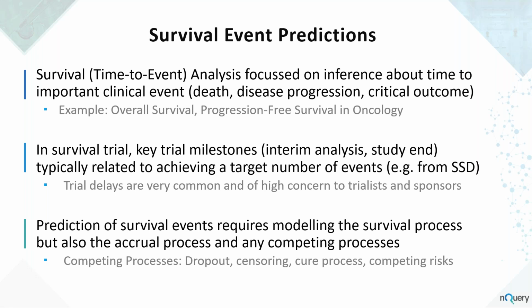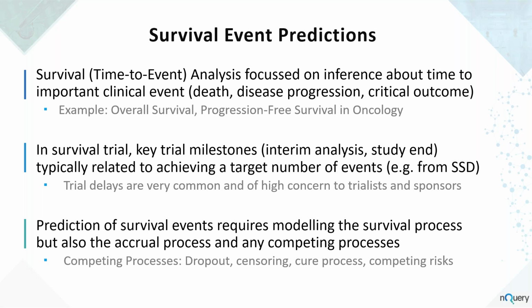For survival, you're taking into account a lot of other considerations such as enrollment, dropout, censoring, a cure process, competing risks. All of these are obviously influencing how likely you are to have the event. People have to be in the study before they can have the event, so enrollment matters, but all these other things like dropout and cure process and censoring are things that prevent you from having the event, and so all need to be taken account of if you want to get an accurate inference about when you get the actual number of events required to do the analysis that you want to do.